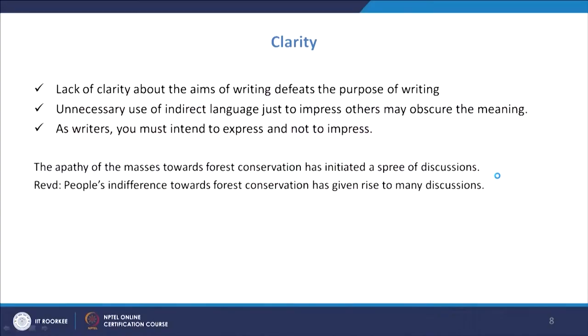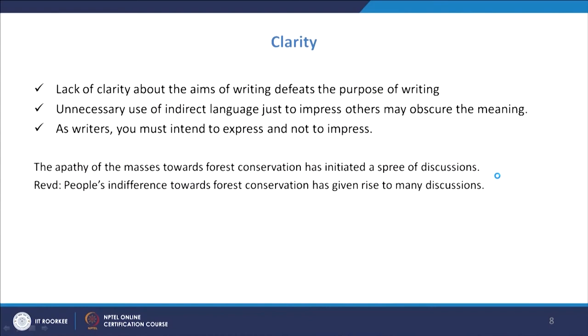So, what can be done in order to achieve this effect? Avoid unnecessary use of indirect language. Sometimes many people have a fancy for using big expressions, big phrases, words that sound high and are very pleasing to the ears, but the meaning is very difficult because you do not know it. And as I have been saying, no reader always sits with a dictionary or a thesaurus, my dear friend. So, as writers, you must intend to express and not to impress. Expression is more important, but it must be the expression of meaning.